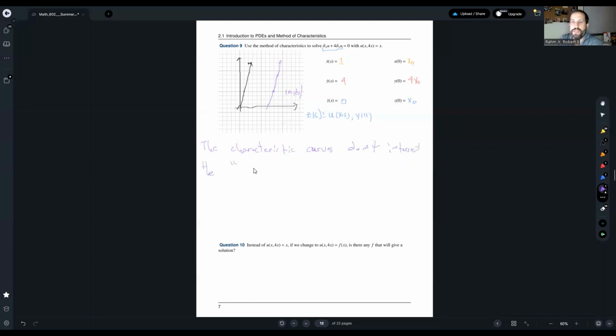I'm going to call this the Cauchy curve. I've never heard anyone else call it this, but I'm going to call it the Cauchy curve, meaning the curve on which we have the Cauchy data. Okay, so the characteristics don't intersect the Cauchy curve. So I can't take a generic point in the plane here and follow it back to the Cauchy curve. That's just not going to work for this problem. Well, so what can I do instead?